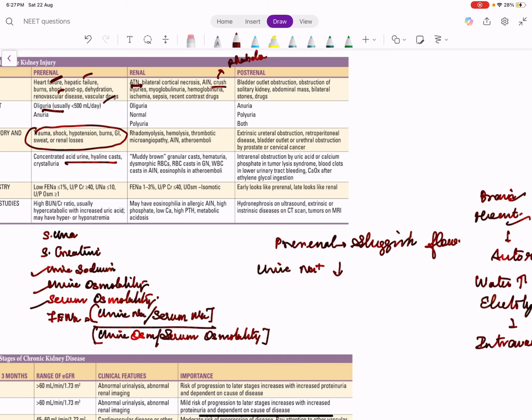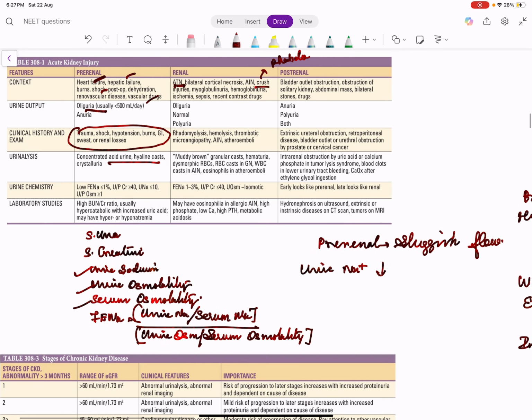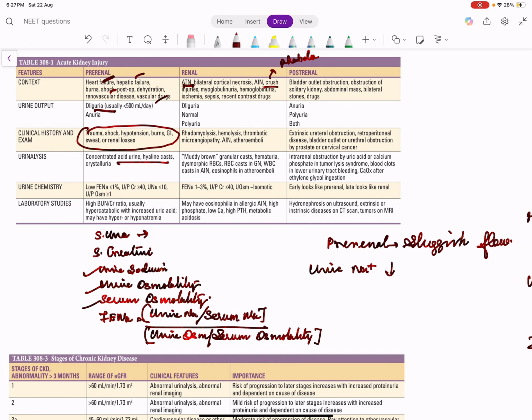So sodium is reabsorbed, urea is reabsorbed, water is reabsorbed. So serum urea increases in pre-renal AKI because the kidney is trying to reabsorb more urea. So urea will be very high in pre-renal AKI. Definitely creatinine will be raised.